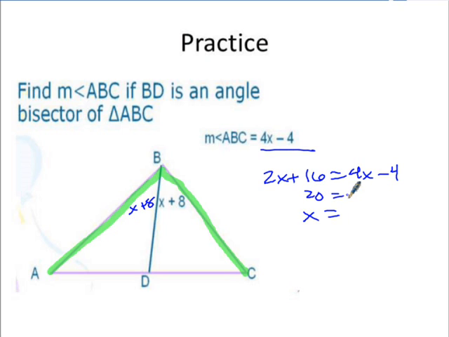let's see, we get 20 equals 2x, so x is 10. That doesn't answer the question, though. They want to know what's the measure of ABC. We plug that 10 back in, and the measure of angle ABC is 36. Okay? All right.